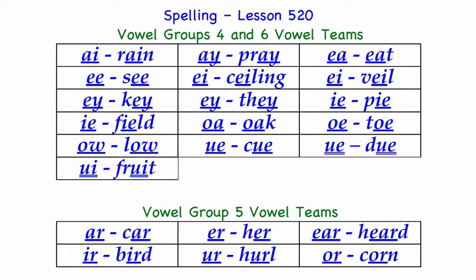Vowel group 5 is when you have a vowel followed by the letter R, and the vowel plus the R join together and form a team. Let me review the sounds these teams represent.